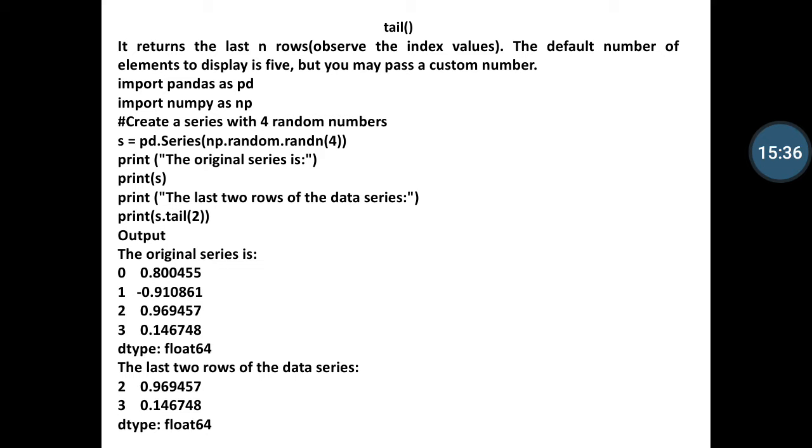So after execution of the code, the original series is generated as the output, as you can see in the slide, 0 1 2 3 4 and the related numbers. And after executing the tail option using the number of two rows, it defines the last values of the series, 0.969457 and 0.146748, as your last two numbers. Those belong to your data series, and that is your answer after executing the tail method.